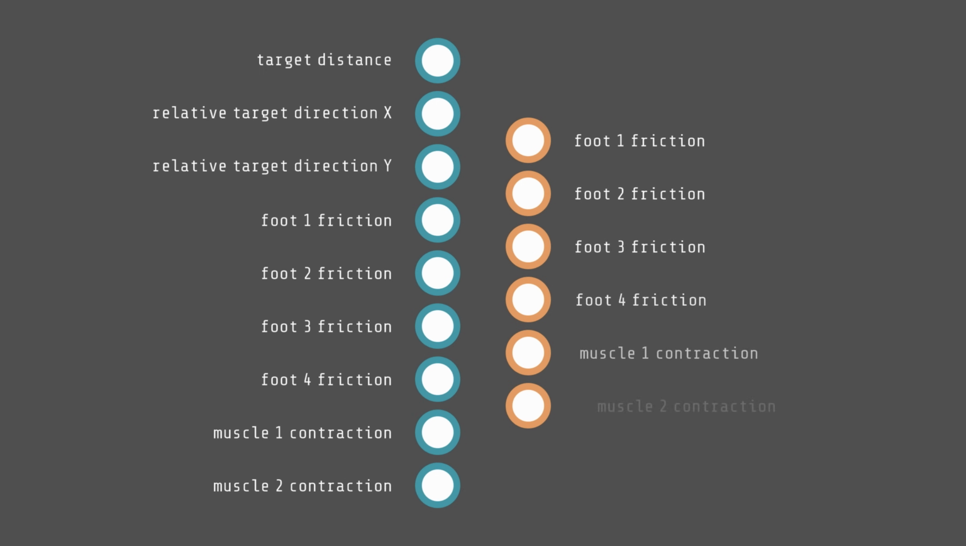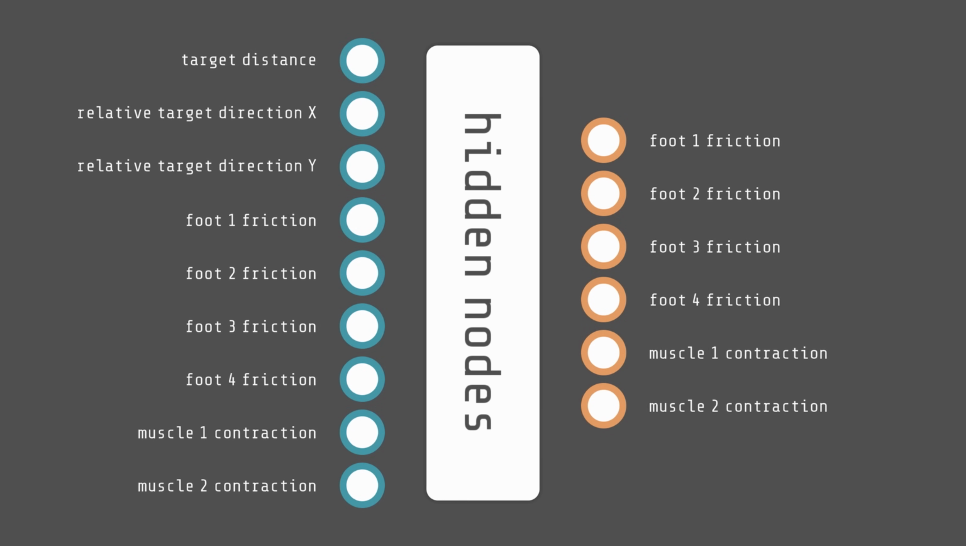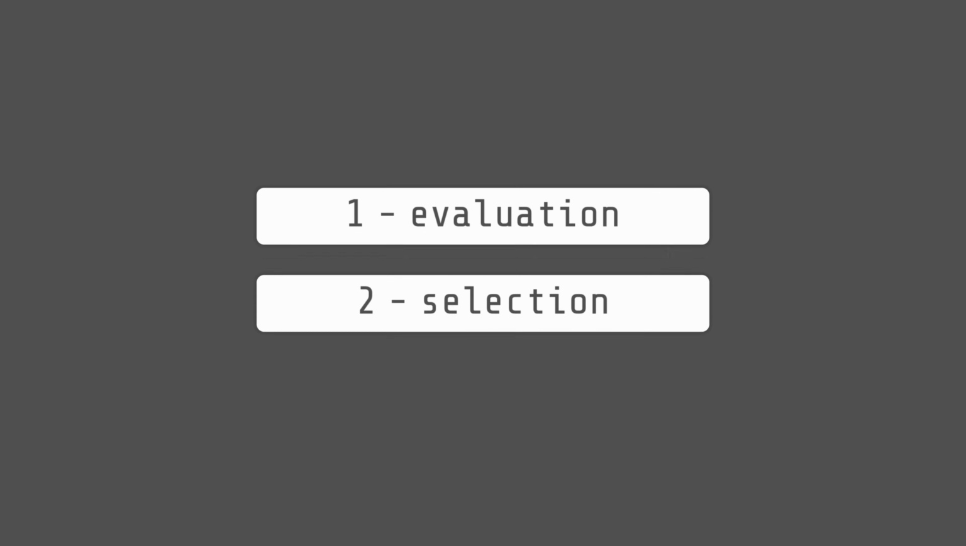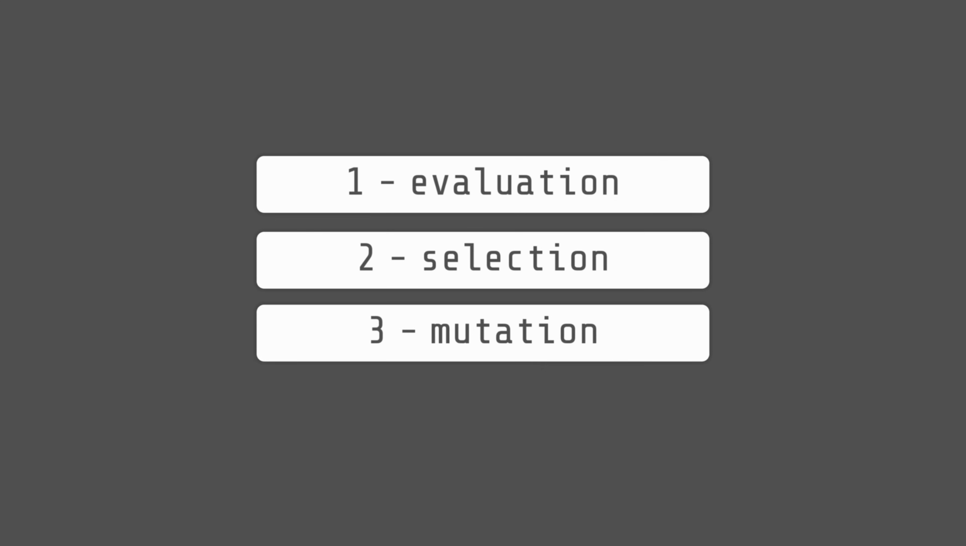Under the hood, each creature has a neural network in charge of controlling the muscles and the feet friction. Here are the inputs and outputs of the network. I didn't represent the hidden nodes as they will be generated as the training progresses. Everything is ready. All that's left to do is to train them. The training consists of 3 stages: the evaluation, the selection, and the mutation.